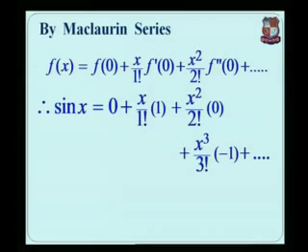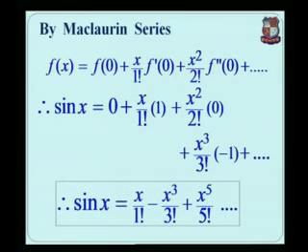That's why the expansion of sin x is equal to x upon 1 factorial minus x cube by 3 factorial plus x raised to 5 by 5 factorial, and so on. In the expansion of sin x we have only odd power terms, and it is an alternating series, meaning plus and minus, and the power of x is an odd number.